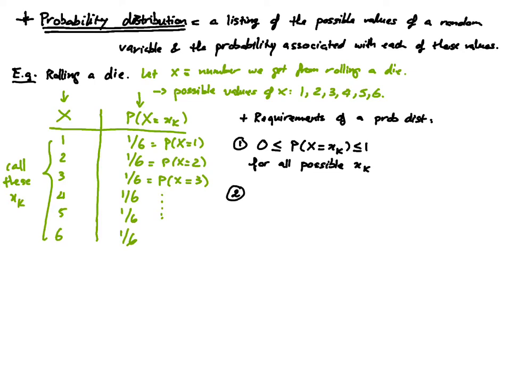And then the second requirement says that if we sum up the probabilities over all possible values of x, then that sum is equal to 1. In other words, the summation over all the x sub k's of the probability that x is equal to x sub k is equal to 1.